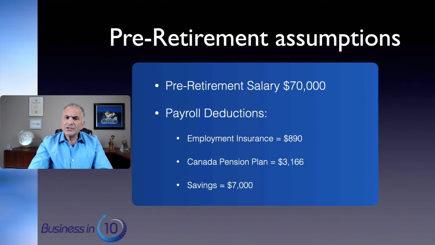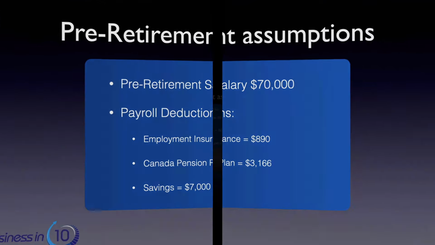Okay, let's calculate how much money you need to retire. Here are some pre-retirement assumptions. Let's assume your pre-retirement salary is $70,000 and your payroll deductions are employment insurance, $890 annually, Canada Pension Plan, $3,166 annually, and let's say you save about 10% of your salary, $7,000, and you put this money in RRSP.